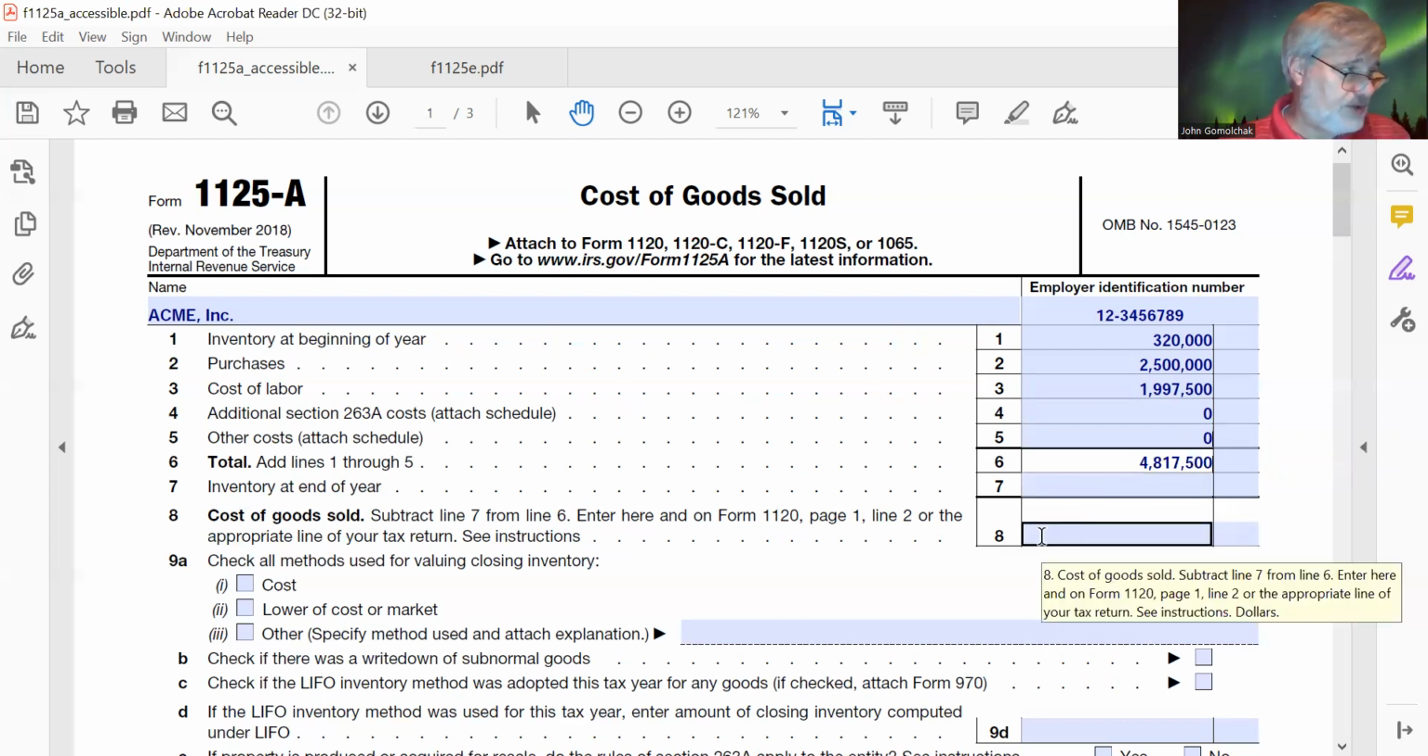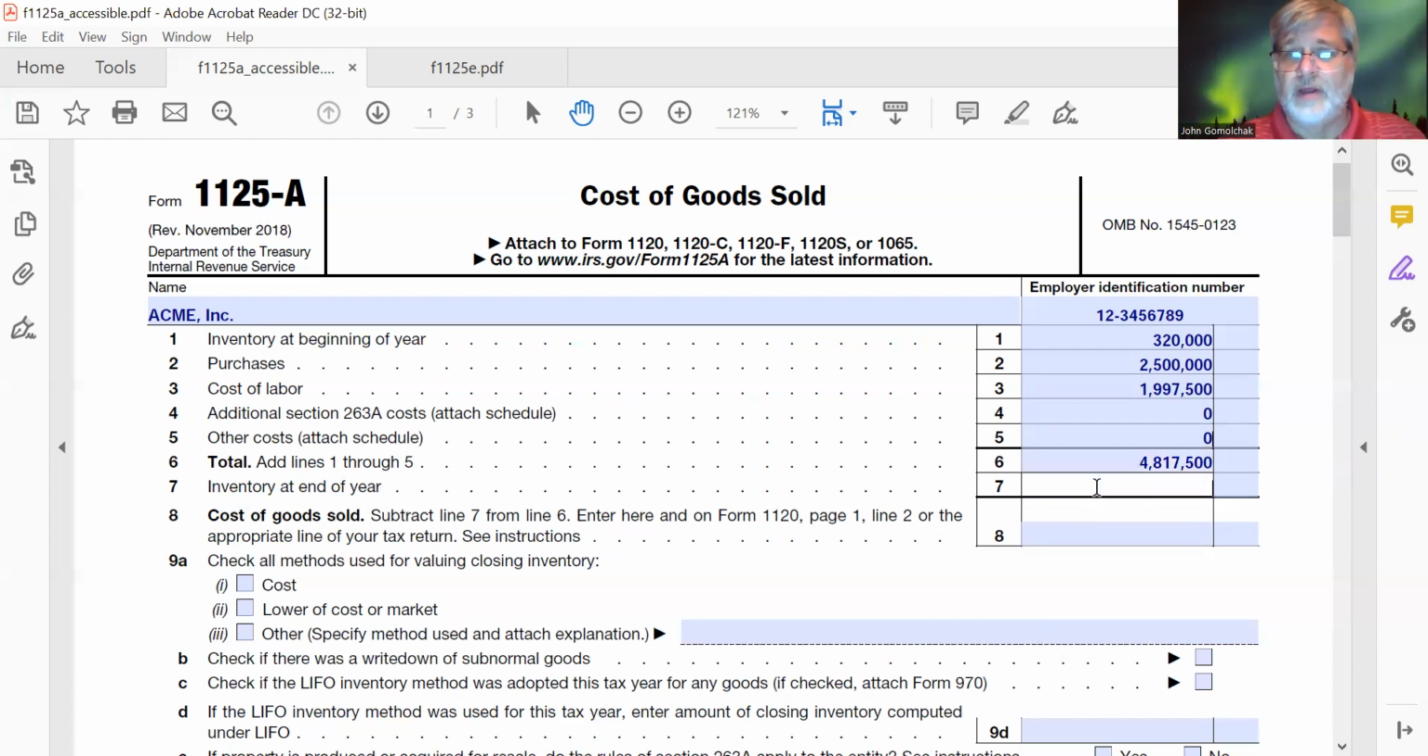Line 7, inventory at end of year. We do have that information. Ending inventory 295,000. Line 8, cost of goods sold. Subtract line 7 from line 6. Get my calculator back up. 4,817,500 minus 295,000 equals 4,522,500.